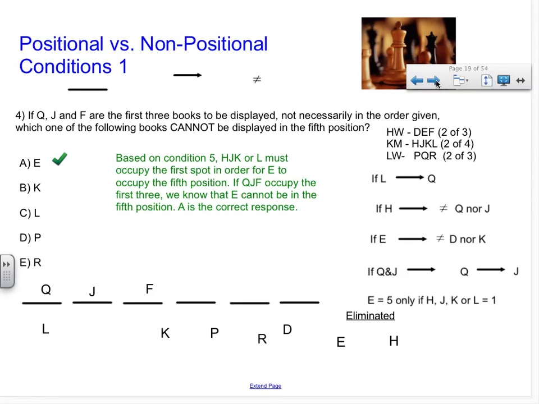Based on condition 5, H, J, K, or L must occupy the first spot in order for E to occupy the 5th position. If Q, J, and F occupy the first 3, we know that E cannot be in the 5th position. A is the correct response.